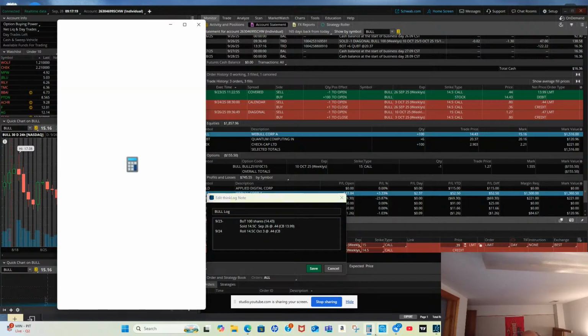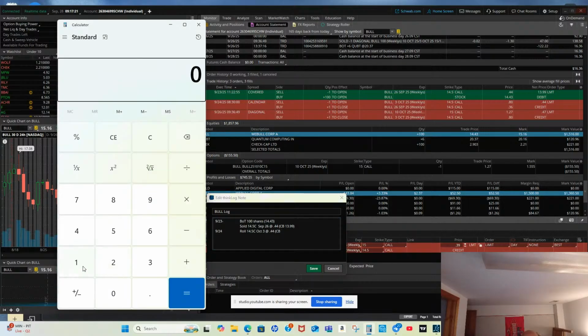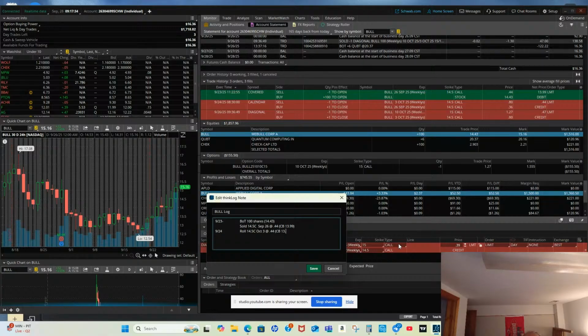Another, $13.99 is my cost basis, minus another 44 cents. That brings me down to 13.55, right? So I'm down to 13.55 on the cost. So if I can sell the shares for 13.55, I break even. But I have a contract at this point to sell them for 14.50.